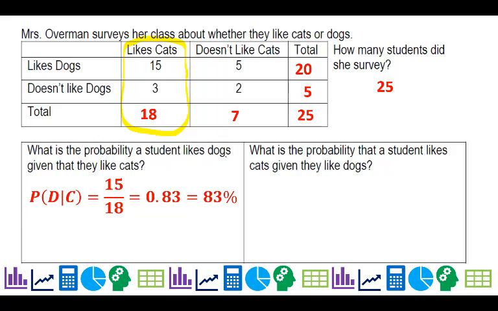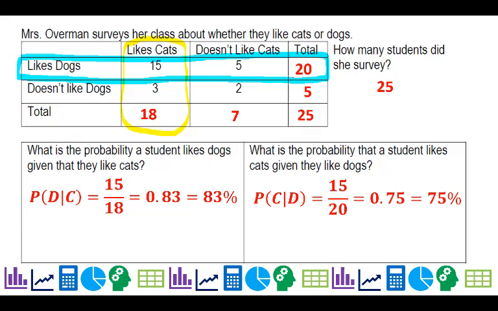What is the probability a student likes cats given they like dogs? So am I still looking at the yellow group of people? No, I'm actually looking at this group of people. Those are the people that like dogs. And what's the probability they like cats if they like dogs? Well, there are 15 of those people who like both. And it would be 15 out of those 20 people, or 75%.